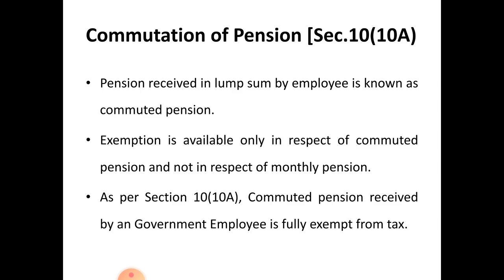If an employee receives pension in lump sum, that is, in full at a time, that pension is known as commuted pension. Exemption is available only in respect of commuted pension and not in respect of monthly pension. As per section 10 subsection 10A, commuted pension received by a government employee is fully exempt from tax.